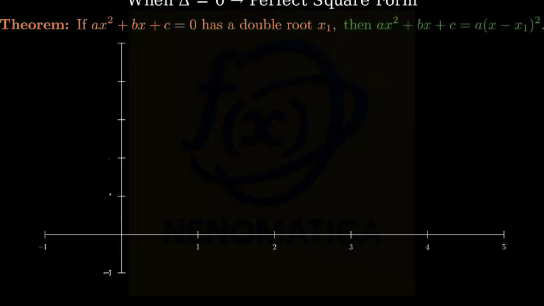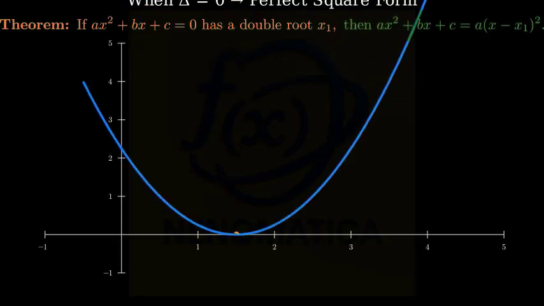First, a picture. When a quadratic has a double root, its graph touches the x-axis at one point and turns around. That unique contact point is the repeated root. Let's sketch a parabola that just kisses the x-axis at x equals 1.5.